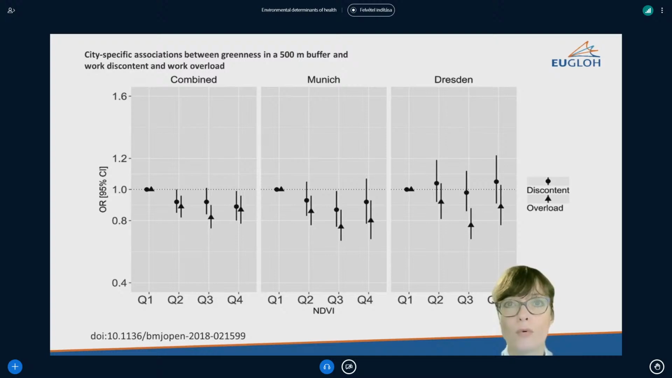Overall, we can see that more greenness in the home environment is associated with less work discontent and less work overload. The models are taking into account factors which might disturb, in epidemiology we say confound, the association. These factors are sex, having children, physical activity, education, and so on. The combined model includes almost 1,500 participants. When we separate for city, the effect seems a little more pronounced for Munich and less for Dresden, especially when we look at the overload.